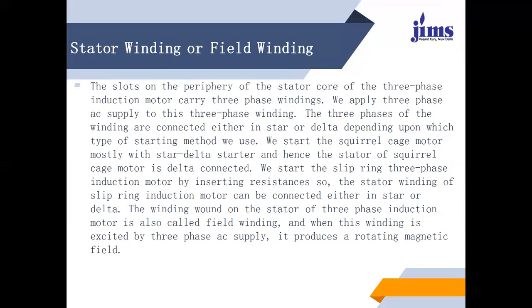The winding wound on the stator of a three-phase induction motor is also called a field winding because it is helpful in developing the field within the machine. When this winding is excited by a three-phase AC supply, it produces a rotating magnetic field, because the three-phase supply is also rotating in nature. So the developed magnetic field is also a rotating magnetic field.